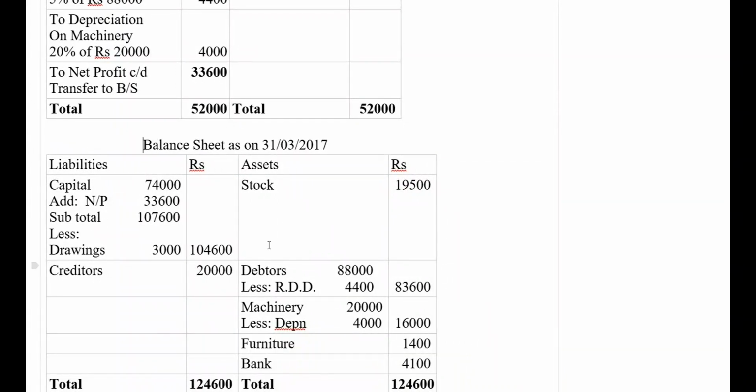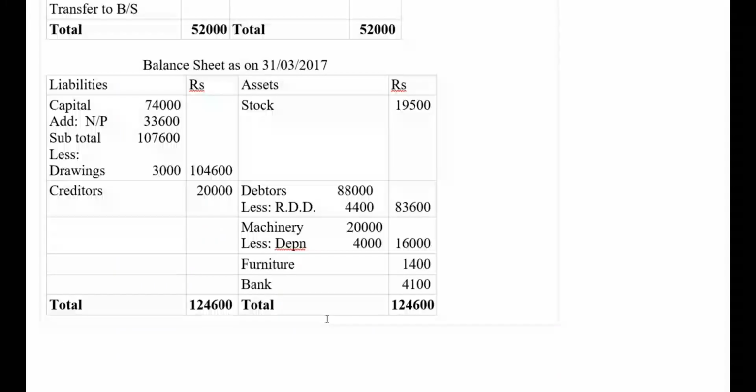Yes, so this is a very simple one. Only thing you should notice here, the bank overdraft was given, which was taken as a liability in the opening balance sheet. Now as and when the trader goes for transactions with the bank here, depositing, withdrawing, etc., then at the end of the year his balance was 4,100, which is taken as an asset here.